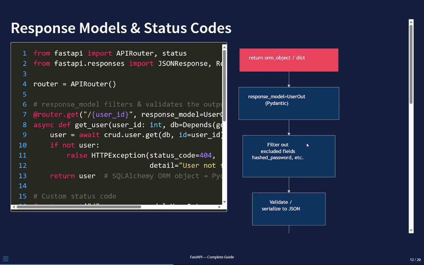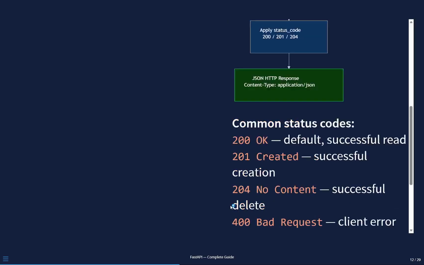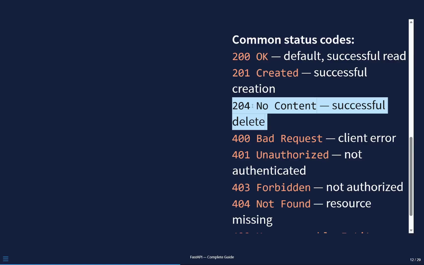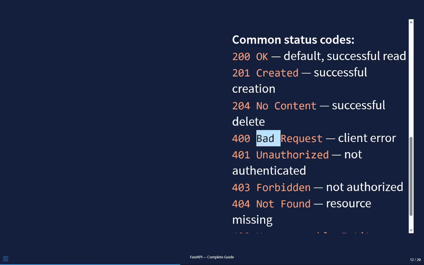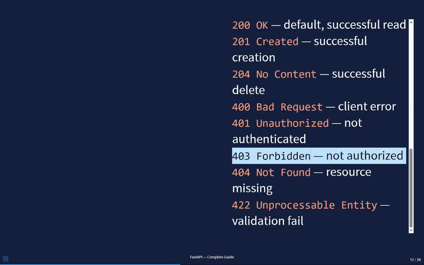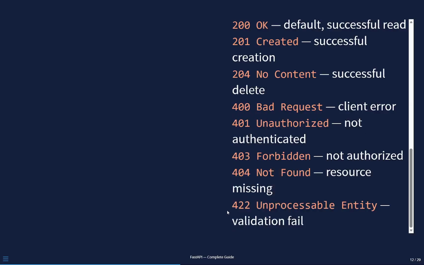Click. The serialization pipeline diagram makes the flow clear. The ORM object flows into Pydantic's response model, gets filtered, validated, and serialized to JSON, with the declared status code applied before it leaves FastAPI. Click. The status code reference on the right is your quick guide. 200 for reads, 201 for creates, 204 for deletes, 400 for bad client input, 401 for unauthenticated, 403 for unauthorized, 404 for missing resources, 422 for validation failure.